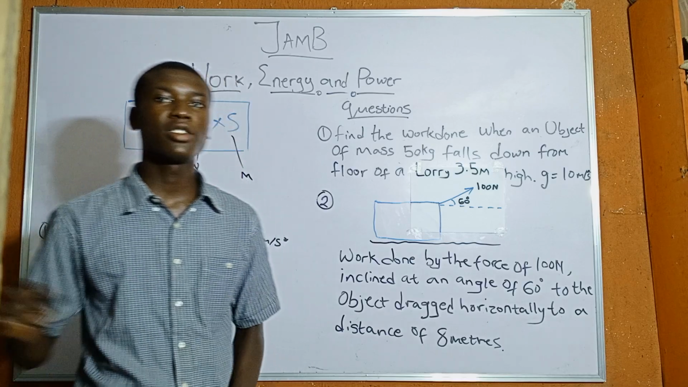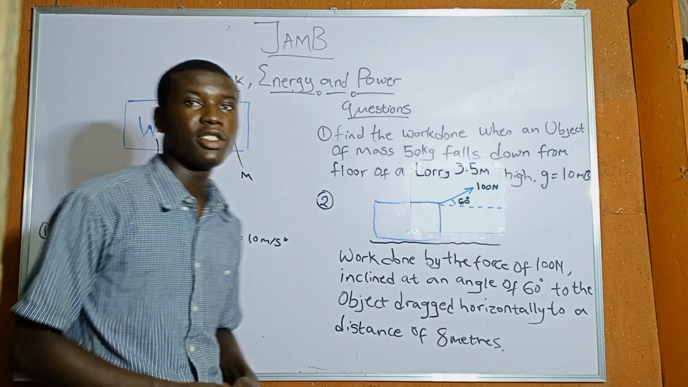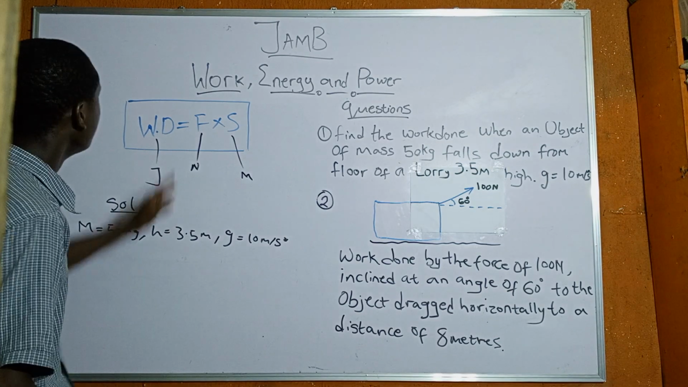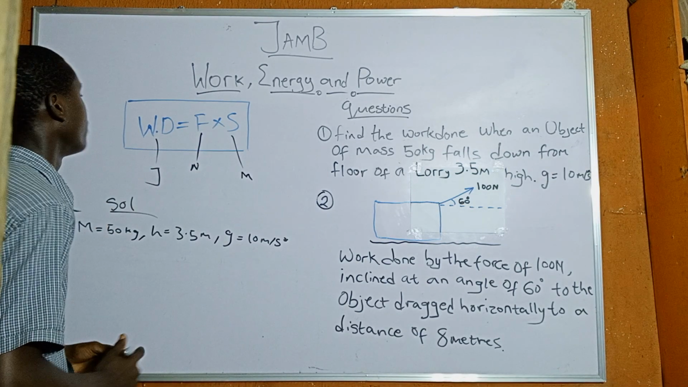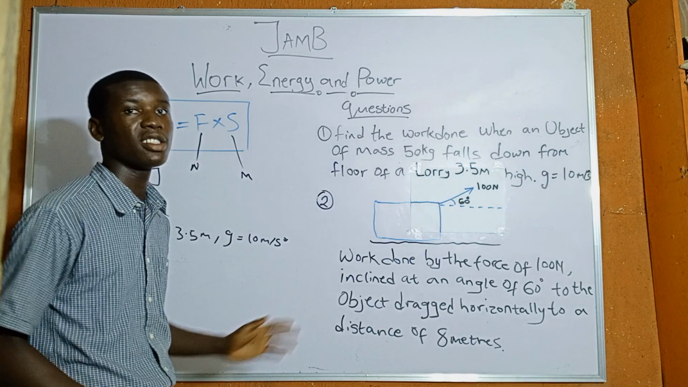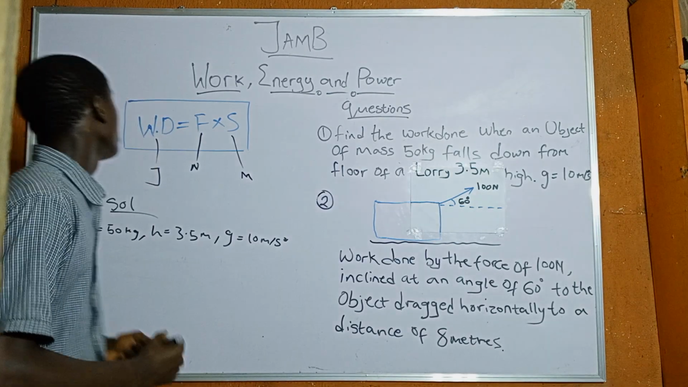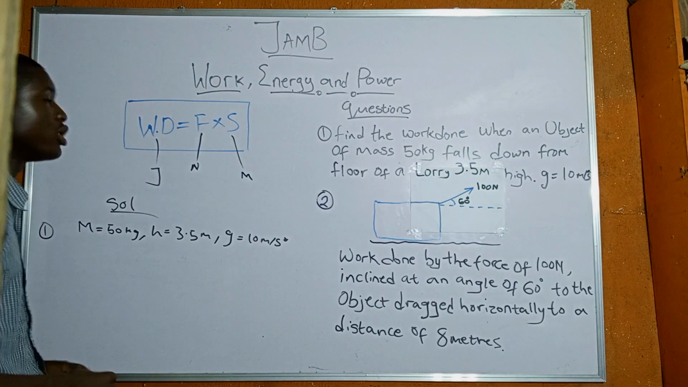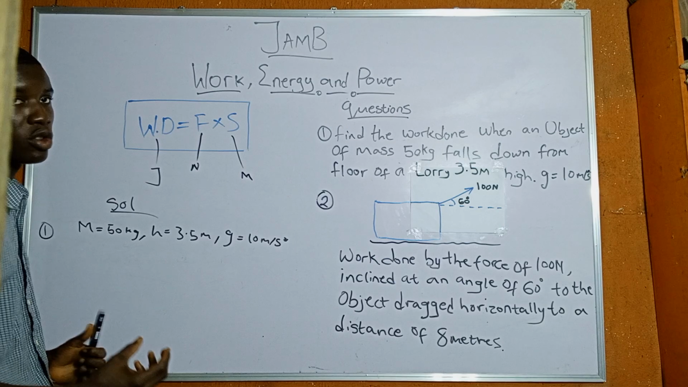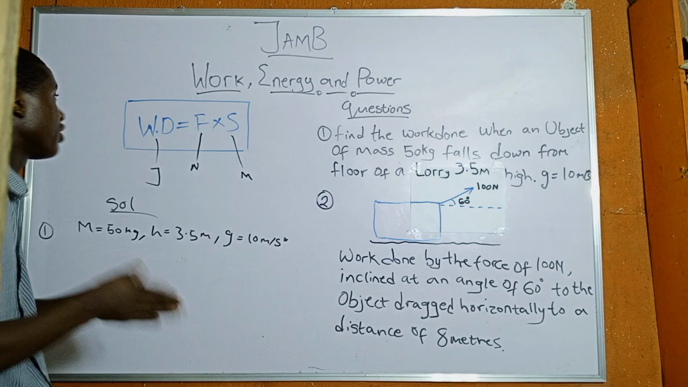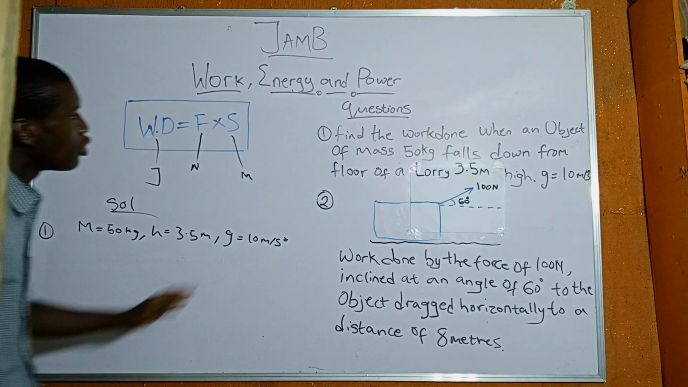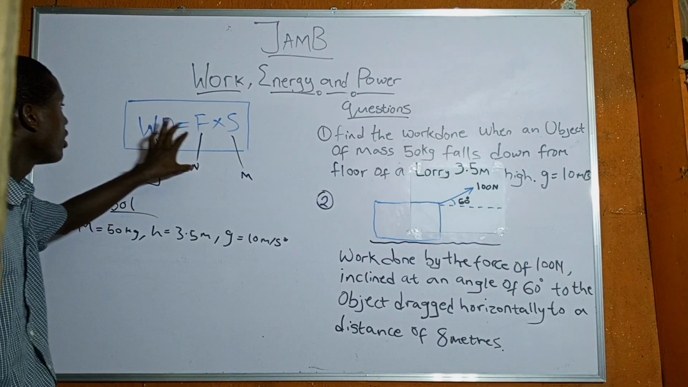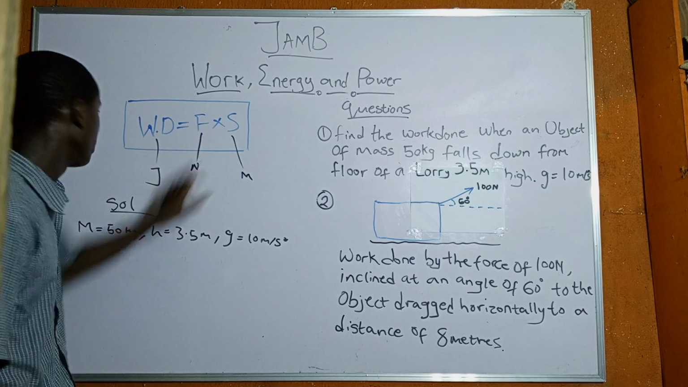Today we're going to be discussing JAMB level work, energy and power, and this is just part one. So we're going to be discussing work today and the type of questions you are going to be finding in JAMB. Work, as we know, is said to be done when force moves an object in the direction of that force. So we have some questions here, and this is the general formula for finding work done.